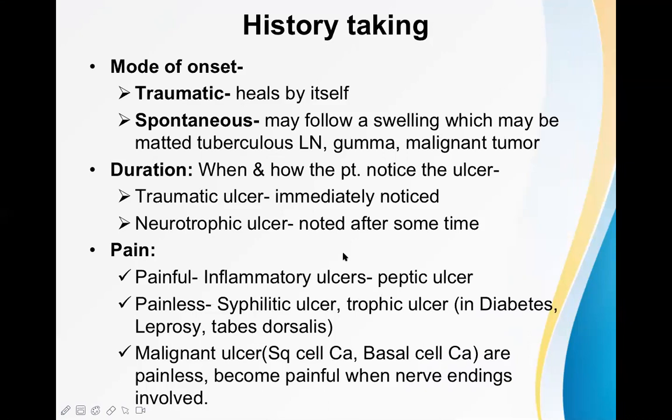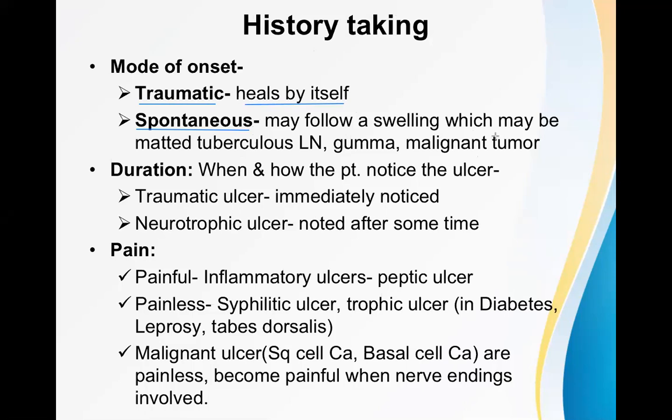Regarding the history taking of an ulcer patient, what is the mode of onset? That's the first question, an important one. If it is caused by trauma, it will heal by itself if there are no other predisposing factors. In a diabetic patient, it may take time, but it also heals. If it is a spontaneous type of ulceration, we should definitely have some predisposing or precipitating factor.